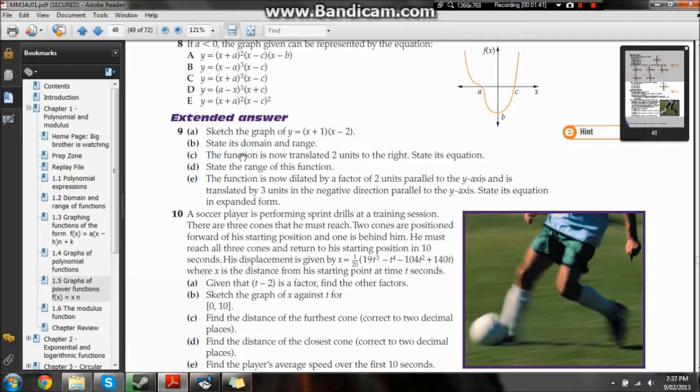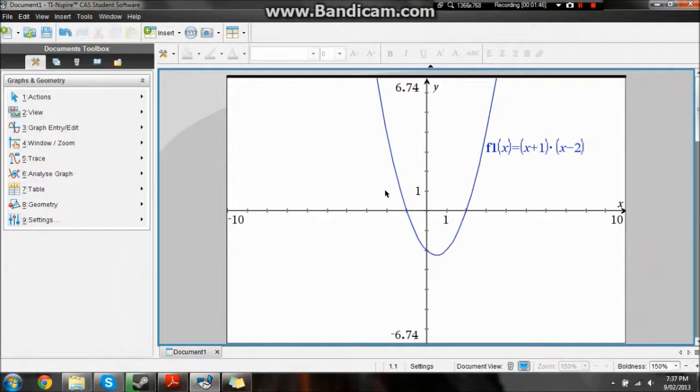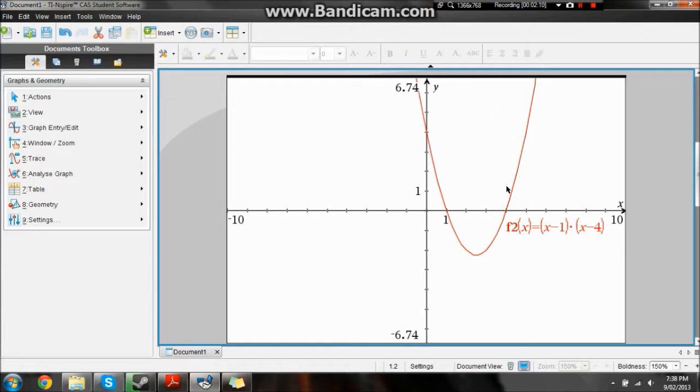The function has now translated 2 units to the right. State its equation. So if we see this graph here, basically to move it 2 units to the right, this point here would have to be moved to there, and this point here would have to be moved to there. So if we change this plus 1 to a take 1, because that will move it 2 units this way, and this take 2 to a take 4, it will also move it 2 units that way. That will give us our new equation, and that is what the graph looks like, x take 1, x take 4, and it has moved it across 2 units as this question asks.